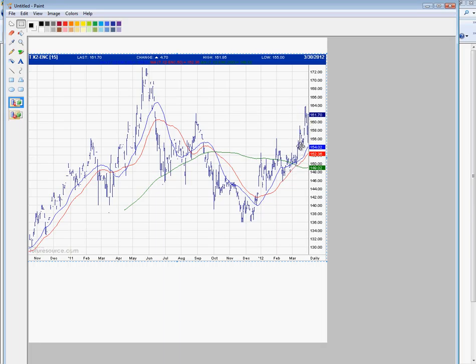This came back down to test the 50% retracement, 155. So we just put some lines here. That was the top, 164. Where was the bottom? We had a rise here. This is the last swing low here, 146. So 50% of that was 155, which it came down to test and has gone back up here to 161.70.